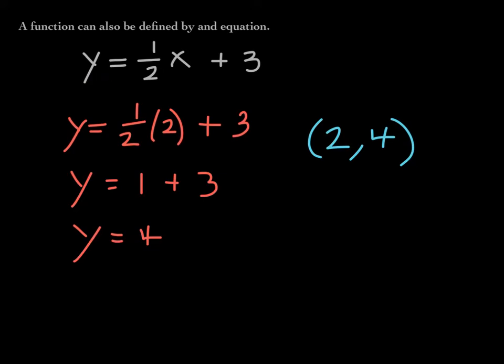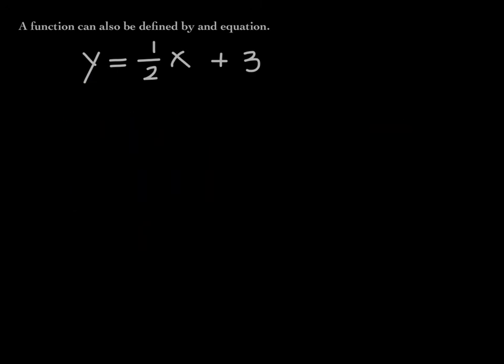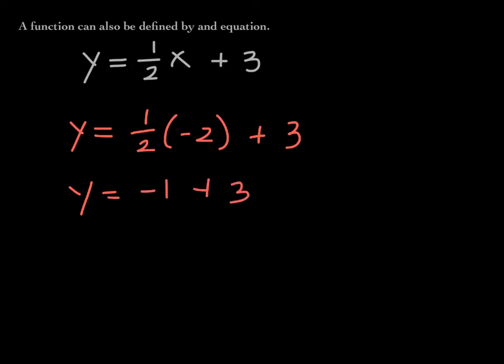Let's plug something else in. This time I'll plug in, I don't know, -2. That would give us y is -1 plus 3. That would give us y is 2. So then the correspondence is -2, 2. So this x value corresponds to exactly one y value, that is to say 2.